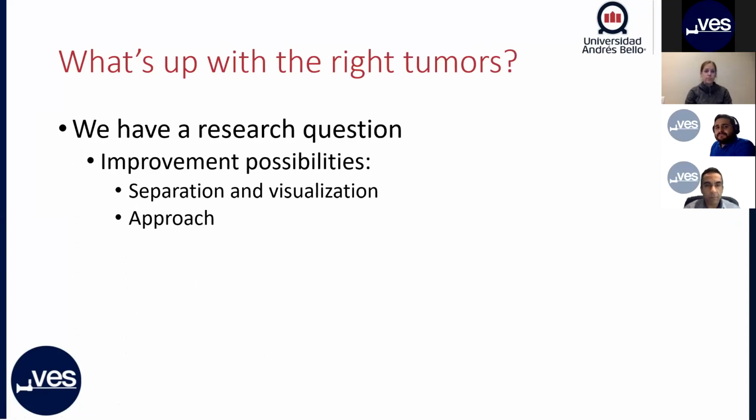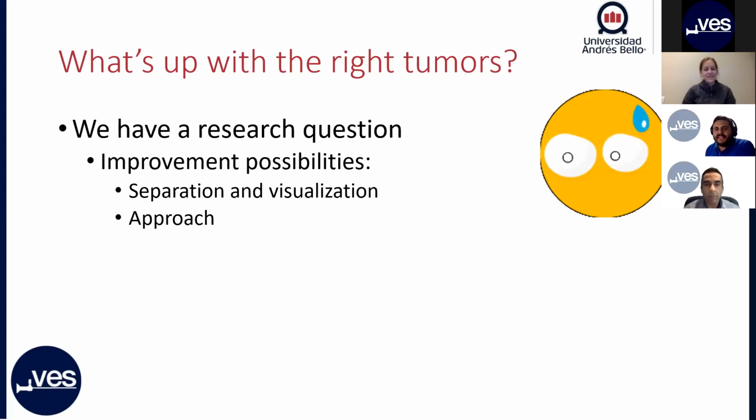But so what's up with the right tumors? I don't know what you thought about right adrenal tumors, but my expression is always like this. And it gets worse when the tumor is above five or six centimeters, and three different imaging specialists couldn't decide if there is an invasion or not in the CT. Well, knowing the source of the problems, we have two alternatives. Improve the visualization through more separation or change the approach.